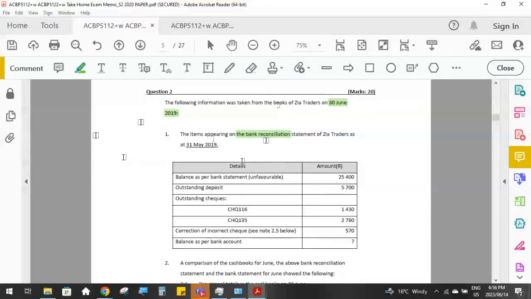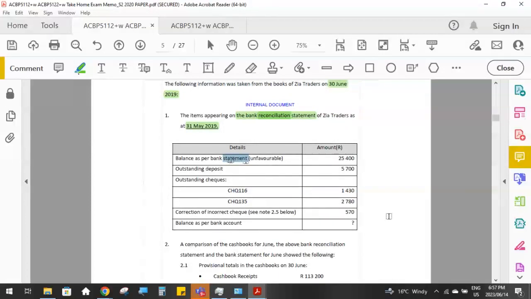The items appearing on the bank reconciliation statement. So remember, the bank reconciliation statement is your internal document that you as a business produce at the end of every month. So the bank recon statement is the statement that you drew up. So this is the bank recon that you drew up on the 31st of May. In other words, at the end of last month.